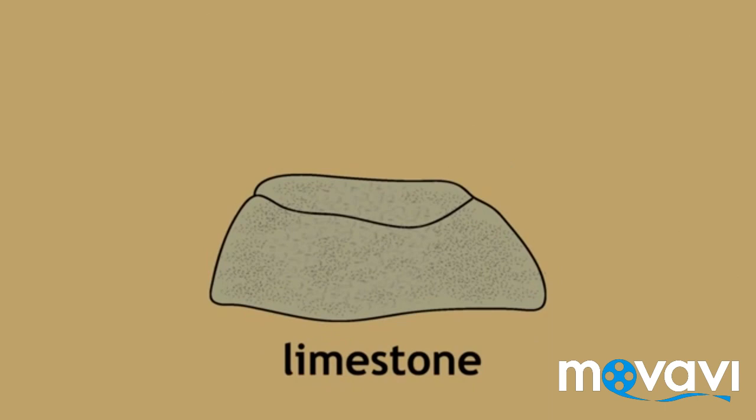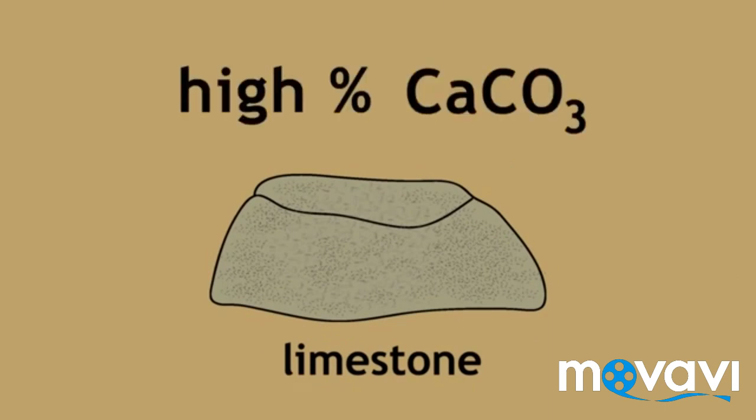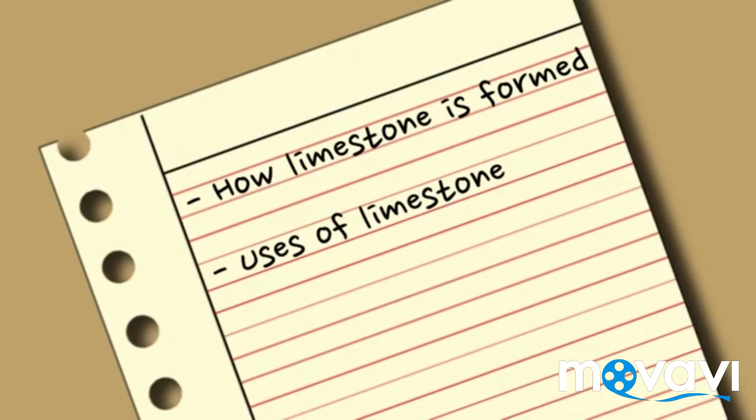Limestone is a type of sedimentary rock with a high percentage of calcium carbonate. In this lesson, we will learn about how limestone is formed, some uses of limestone, and the limestone cycle.